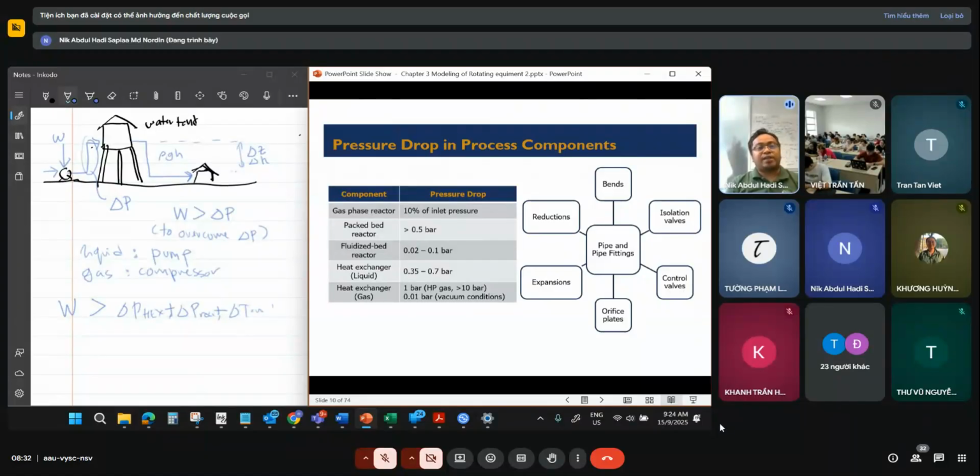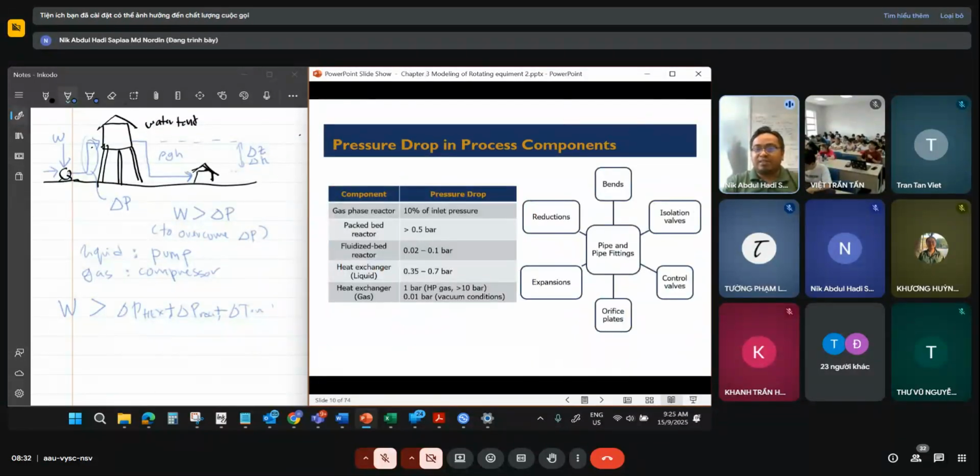We also have a packed bed reactor where there is a tube containing catalyst. So the gas or the fluid will have to maneuver through all of that catalyst. So it will also induce a pressure drop of more than 0.5 bar. For a fluidized bed reactor, we have a lower pressure drop. For a heat exchanger, similar to the gas phase reactor, because from the pipeline, this big pipeline will be transferred into smaller multiple tubes that will induce the pressure drop.